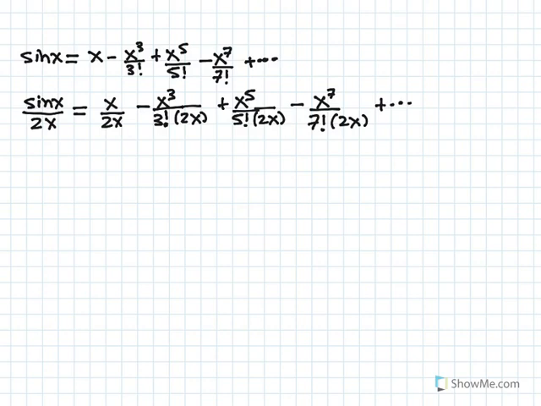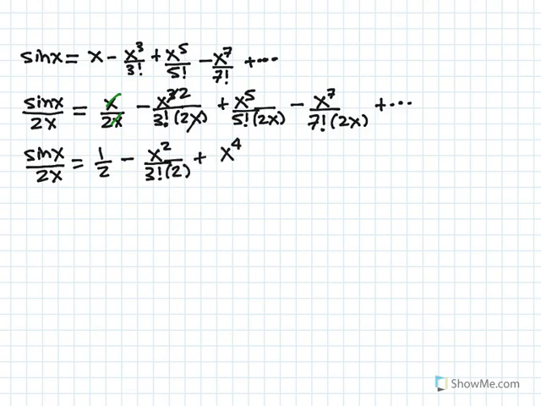Now let's simplify. So we have sin x divided by 2x. The x's cancel out. We get 1/2 minus, and this x cancels with the x cubed, giving us x squared in the numerator, so we get x squared divided by 3 factorial times 2 plus x to the 4th divided by 5 factorial times 2 minus x to the 6th divided by 7 factorial times 2 and so on.